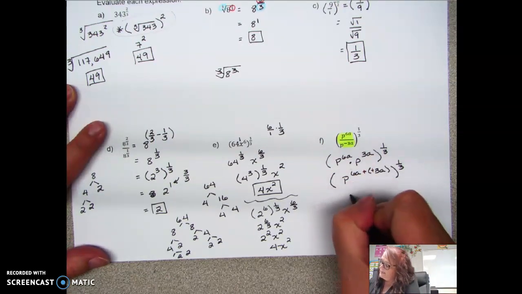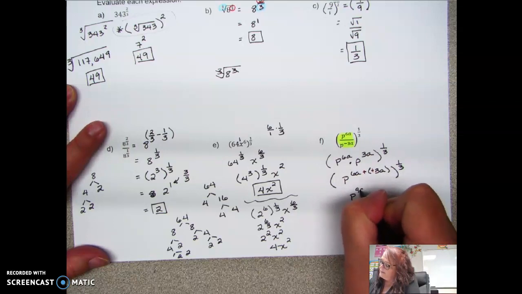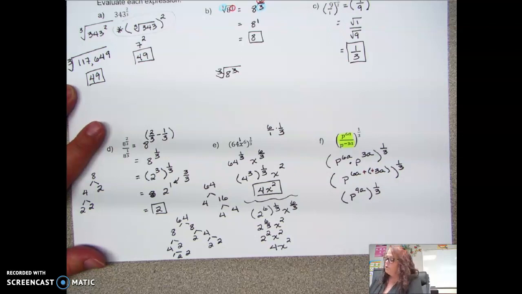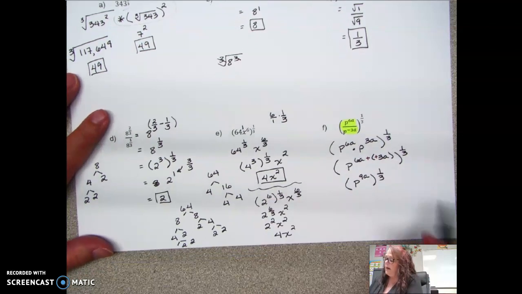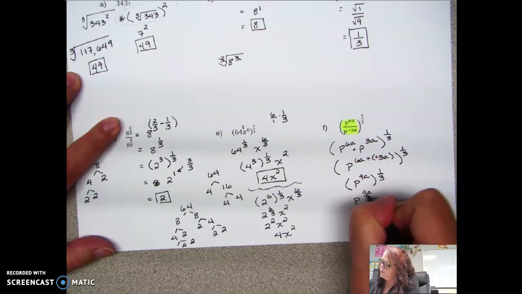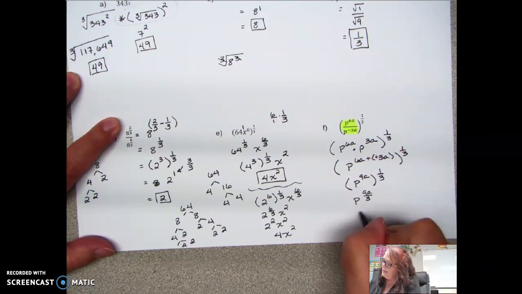So that means that inside the parentheses, I have p to the 9a all to the 1/3 power. So when I have a power of a power, I multiply my powers. So that gives me p to the 9a over 3. And 9a over 3 is just 3a.